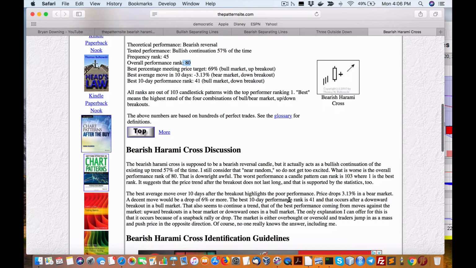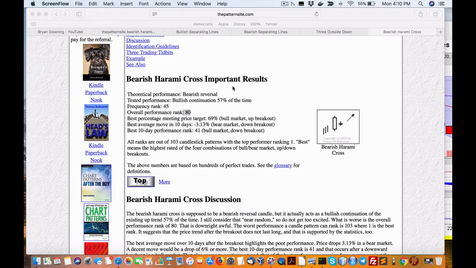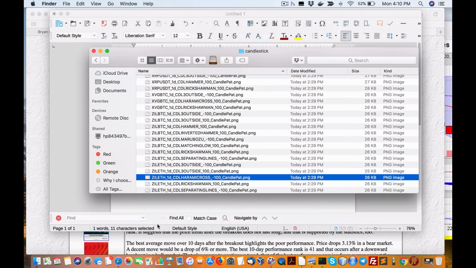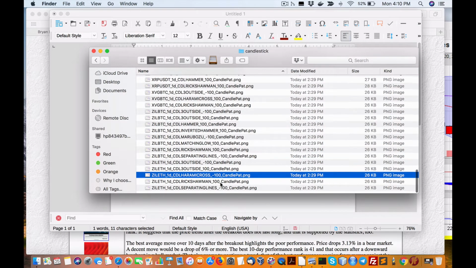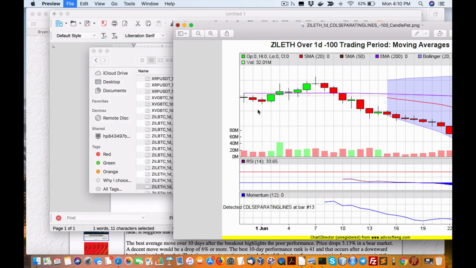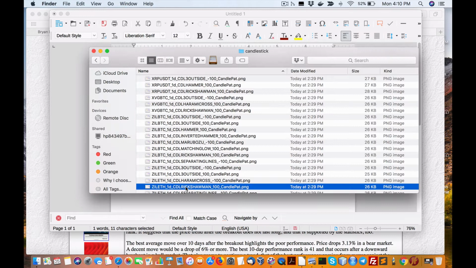So Harami, with this, the overall performance is 85. So I'm not too happy about that, so I'm putting together a list of what patterns to dump. So that one I'm going to get rid of, just less analysis and analyzing and stuff. It's not reliable. So let's check out the Rickshaw Man on this one and see how this does.